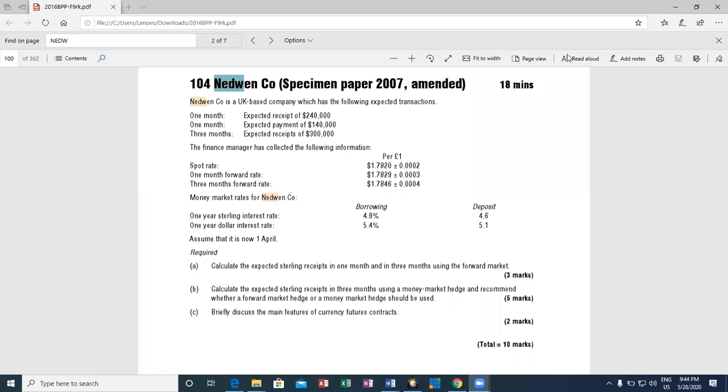So there is somebody who is saying 1.7832 is the buy. Are there many who are able to recognize that 1.7832 is the buying rate? Yes, because these are students who have been able to remember one thing: for us to remember between the two which one is the buying rate, we need to know which currency is our home currency. This question started by telling us up there, Nedu and Company is a UK-based company, meaning that this company is making use of the pounds. The pounds are its home currency.